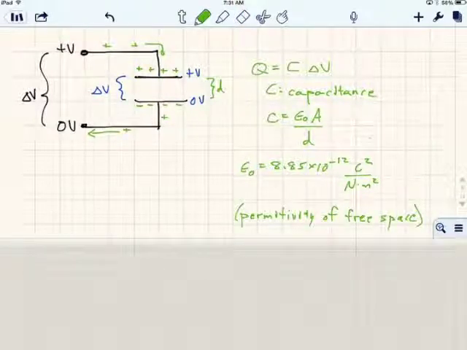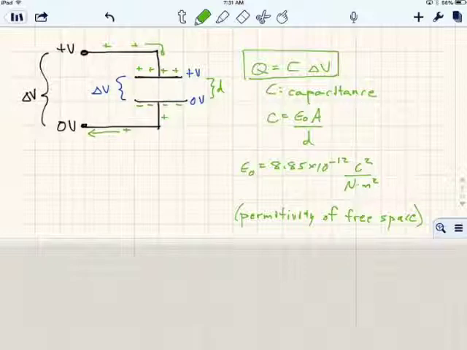So we have here a relationship between the charge that can be held on the plates and the electric potential that's applied to the plates, and this quantity C, known as the capacitance. Again, A stands for the area of the plates, and d stands for the distance between the plates, or the separation distance.